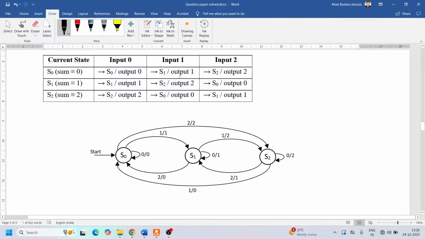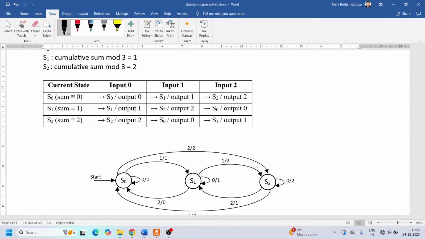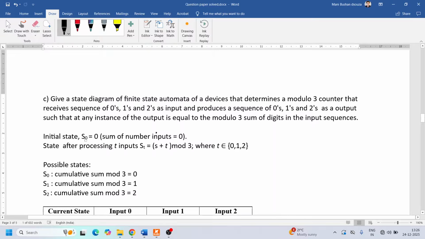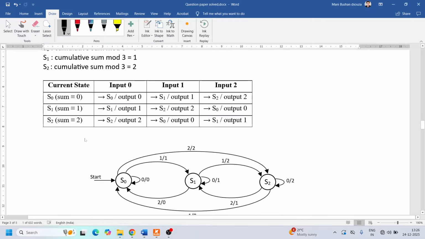Look at this transition table and then start drawing the values. You start with S0, the initial state. For this S0, if the input is 0, you come back to the same state, that is S0. From S0, the two things shown over here are, first the input, second the output. If you give 0 as an input, the output will be 0 itself. So you come back to the same state.